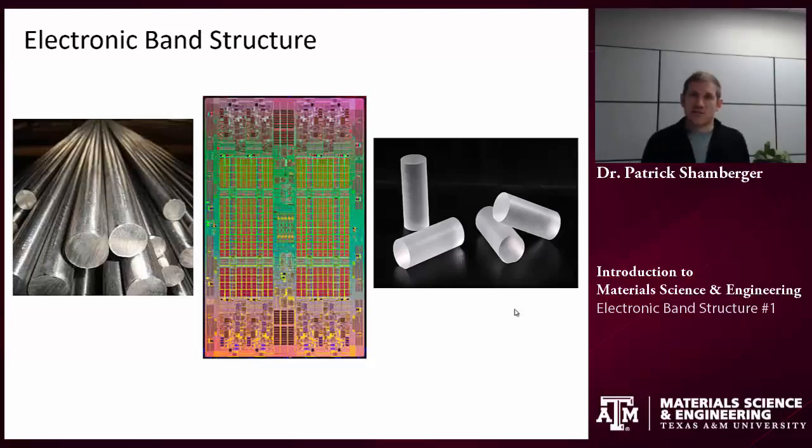Where do these properties come from? It turns out that all of the properties come from the available energy levels that electrons can occupy, and which of those energy levels are full of electrons. And that's what I mean when I say electronic band structure. So how do I get a band structure? Where does it come from? It comes from combining the properties of individual atoms.